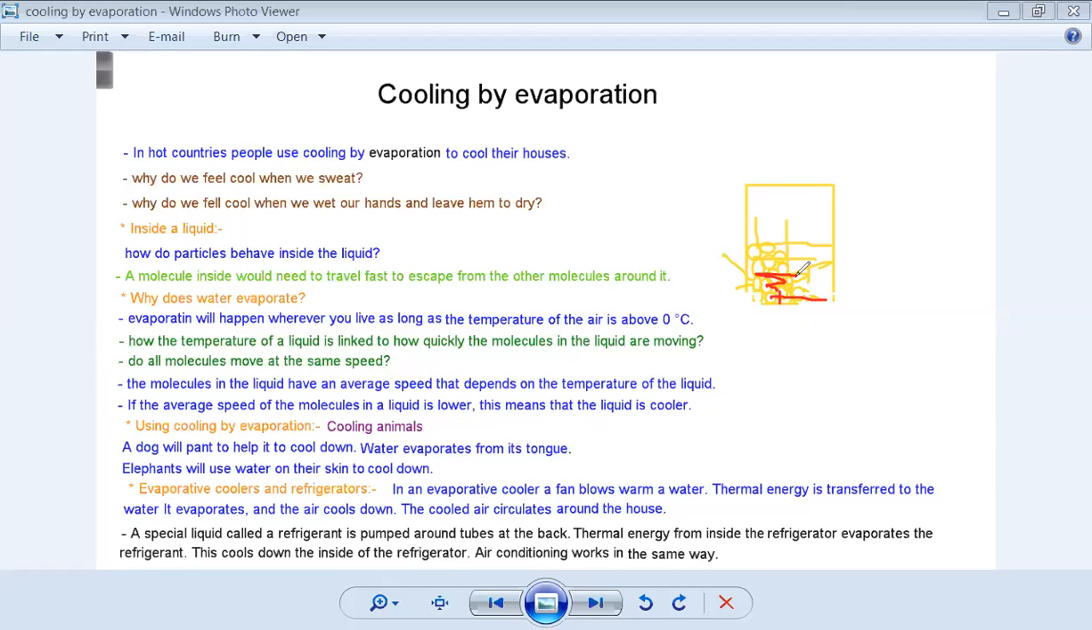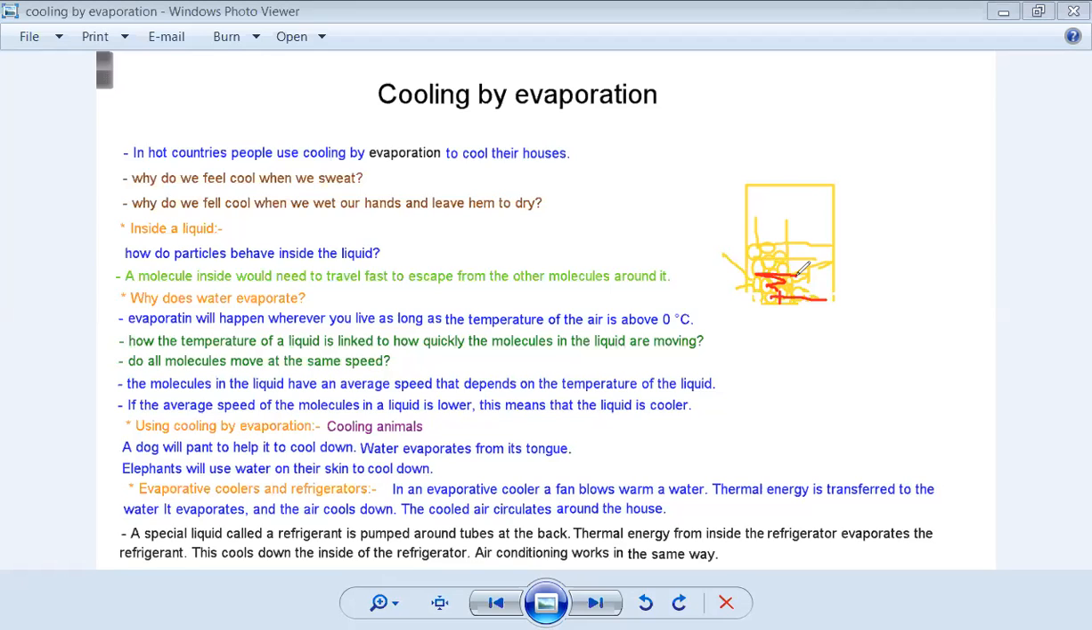So in a liquid, at a particular temperature, a few of these molecules will be traveling fast enough to be able to escape from the attraction of the other molecules around them. When these fast moving molecules escape, this reduces the average speed of the molecules left behind. Now we are talking about the cup in the warm room.